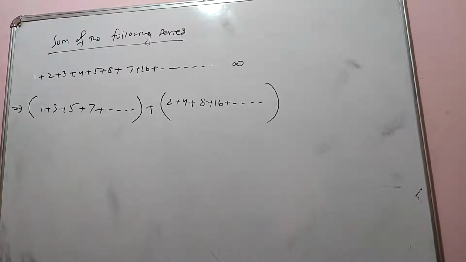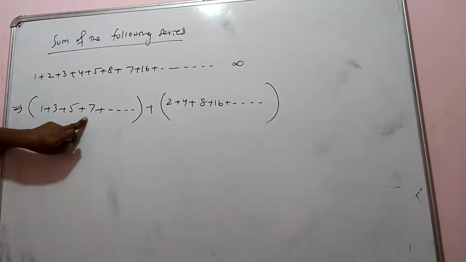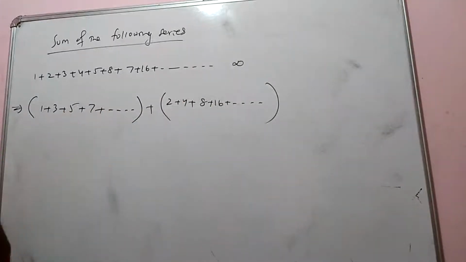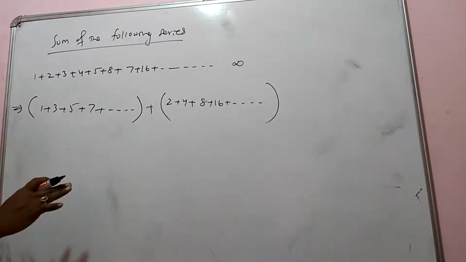Look at this. What happened here? You can see AP and GP mixed. One is forming an AP, the other is forming a GP, and the combination is called AP GP. We will discuss the AP GP series later in detail. Just let us solve this question first. AM, GM, HM we have to solve first. Just unexpectedly I wrote this question.